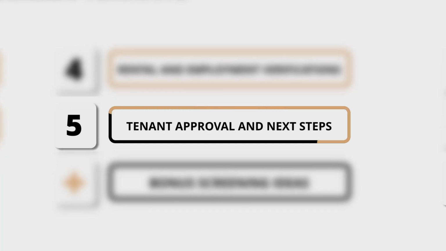Step 5 is tenant approval and next steps. So once you have received a completed application and all the supporting documents you need, you've gotten a background and credit check, you've gotten your rental verification and employment verification, and you've confirmed that this prospective tenant meets all your minimum qualification standards, you're ready to approve them and get them moved in, hopefully really quickly.